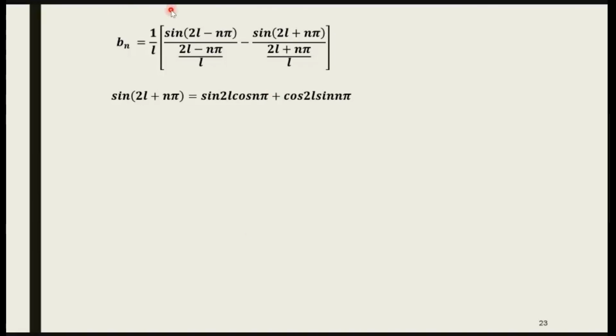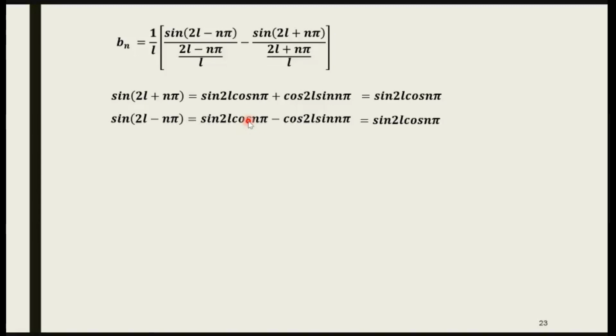We have to find these two: sin of 2L plus n pi and sin of 2L minus n pi. First we find sin of a plus b, which is sin a cos b plus cos a sin b. So sin 2L cos n pi plus cos 2L sin n pi, but sin n pi is equal to 0. So only sin 2L into cos n pi remains. Correct, Uttara, you are right. Similarly, sin of 2L minus n pi is also equal to the same function because its sin n pi is also 0. So both these numerators are now reduced to sin 2L into cos n pi.